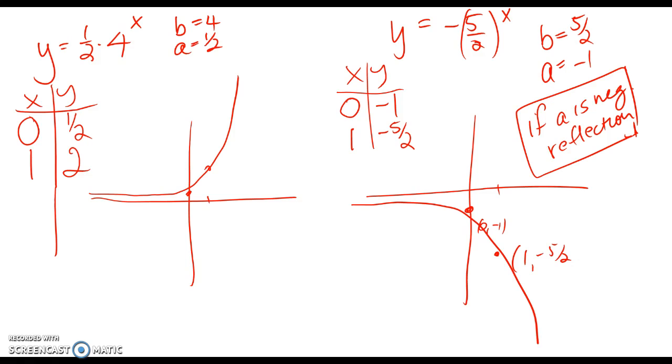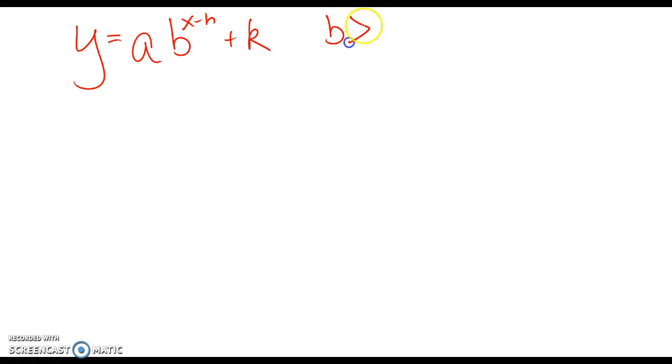Now, if we could get a general form of this equation, it's going to have good old h and k's in it. So it's y equals a times b raised to the x minus h, plus k. And this is right for b greater than 1. Well, guess what? H is our horizontal movement, same as it was with those other graphs. K is our vertical movement.